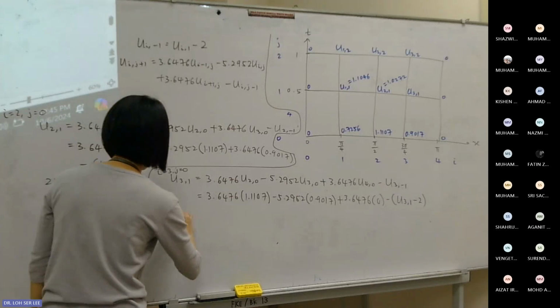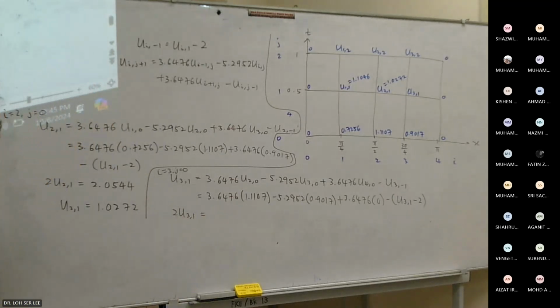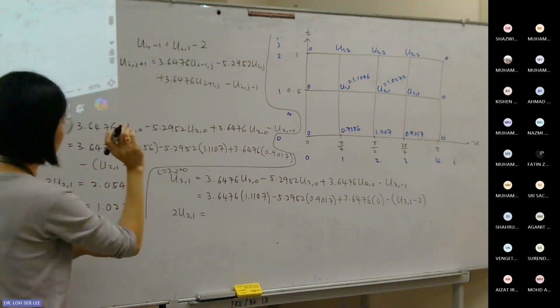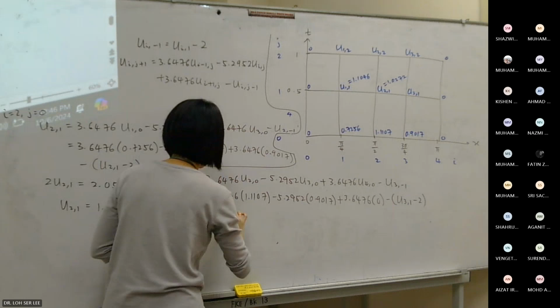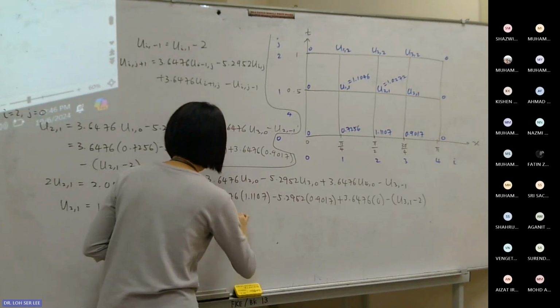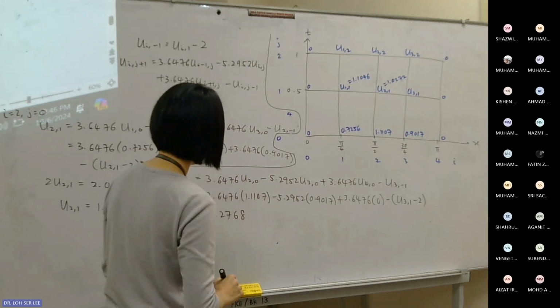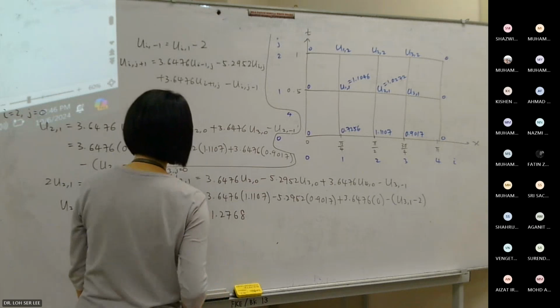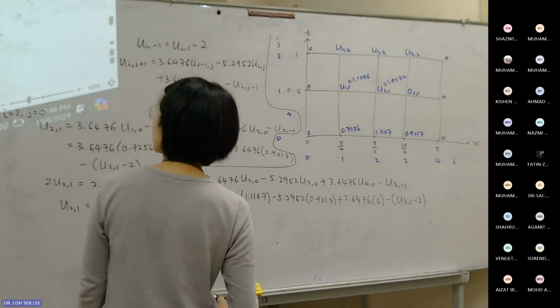Basically, the steps are still repeating. Okay, what is the U31? 1.027. 0.6384.